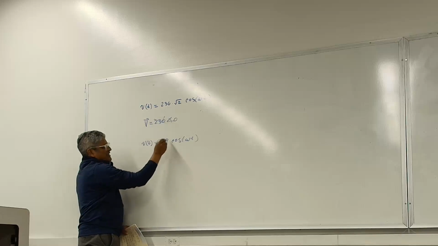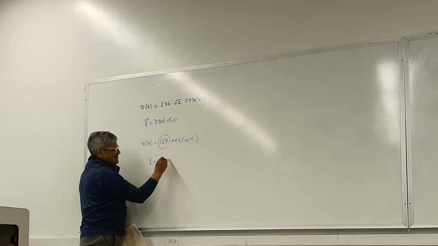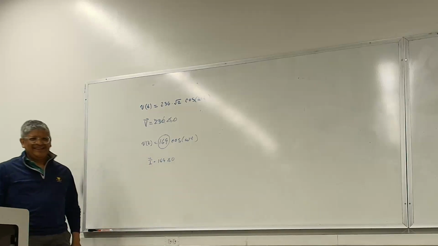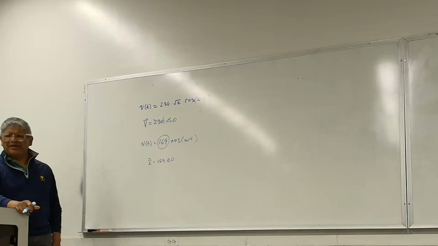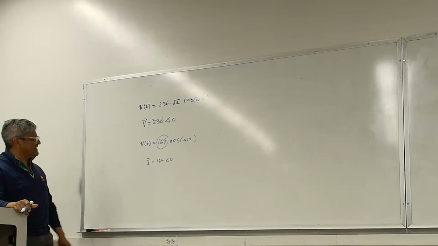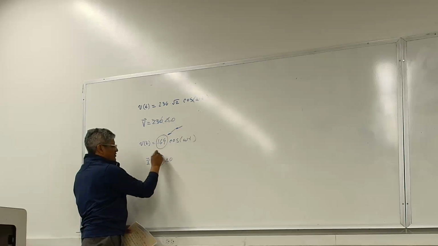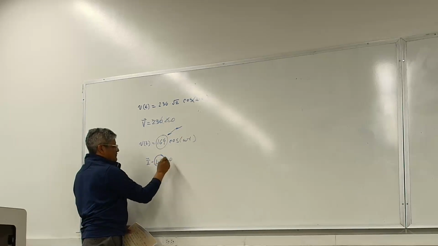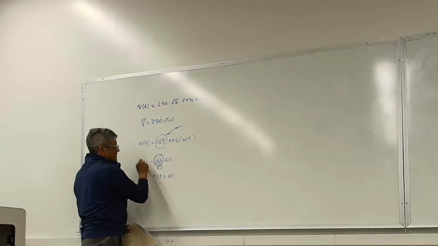Forget about this one for a second. I still see a lot of people doing this: I is equal to 169 angle 0 degrees. And I was a little concerned because I thought maybe I wasn't clear that this is the peak value. And this should be the RMS value, which is divided by the square root of 2, which gives 119.5 angle 0. Oh, that was voltage, I'm sorry.